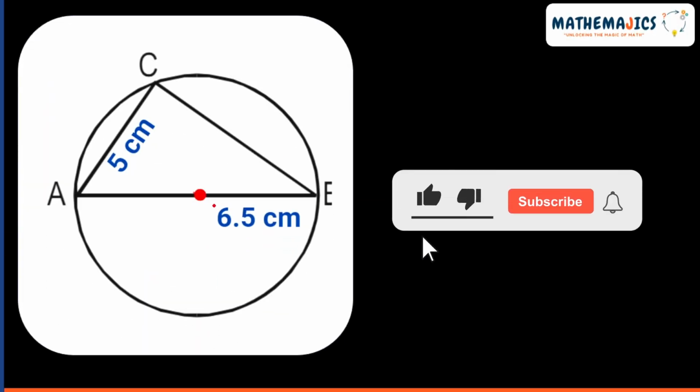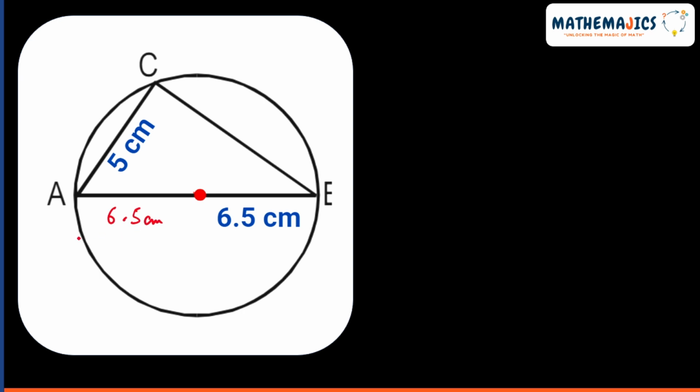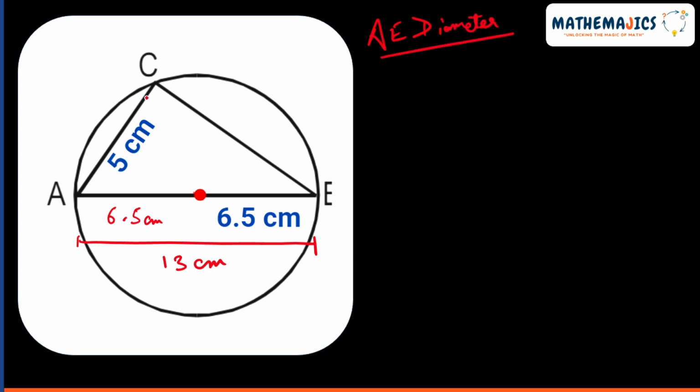Please see, if the radius is 6.5, this will also be 6.5 centimeter. That means the total length will be 13 centimeter. Correct? And AE will be the diameter. Now, if AE is the diameter, that means this triangle ACE is in the semicircle.